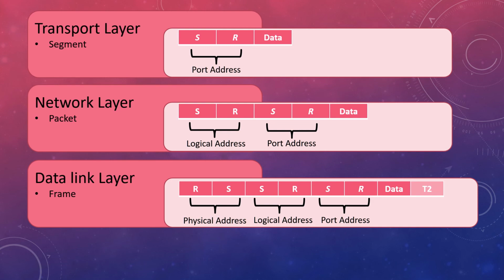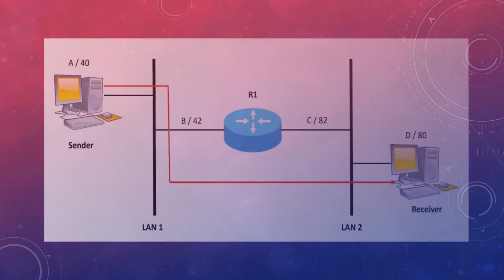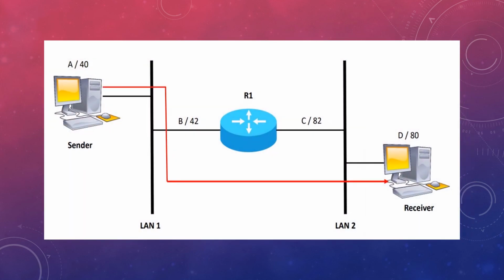So let's try to answer the question now. I'm giving you some guidance here. We have computer A and D again, and then we have links B and C. We have the physical addresses 40, 42, 82 and 80. And then we have LAN 1 and LAN 2, which are connected by a router.